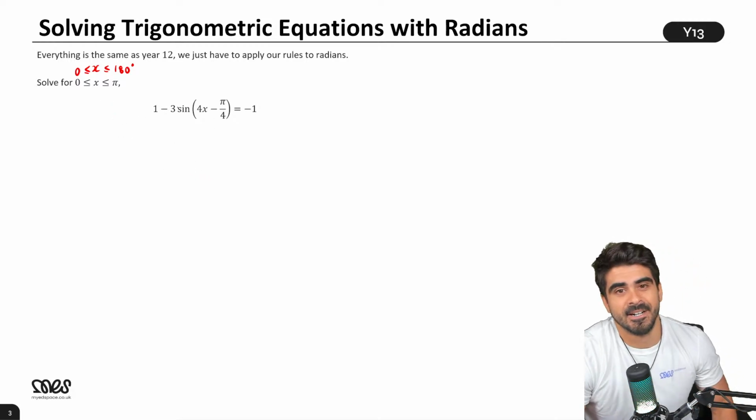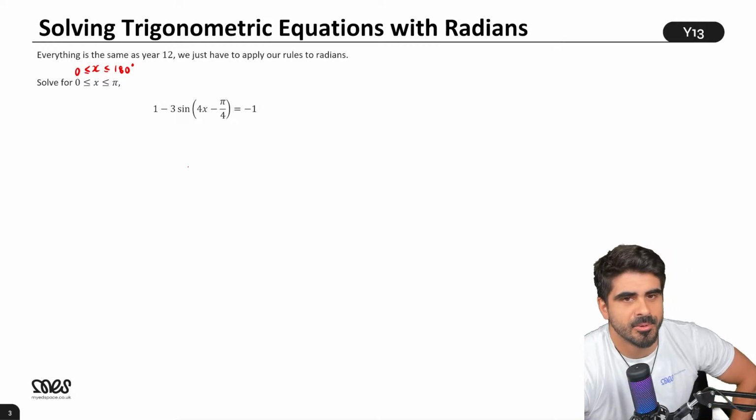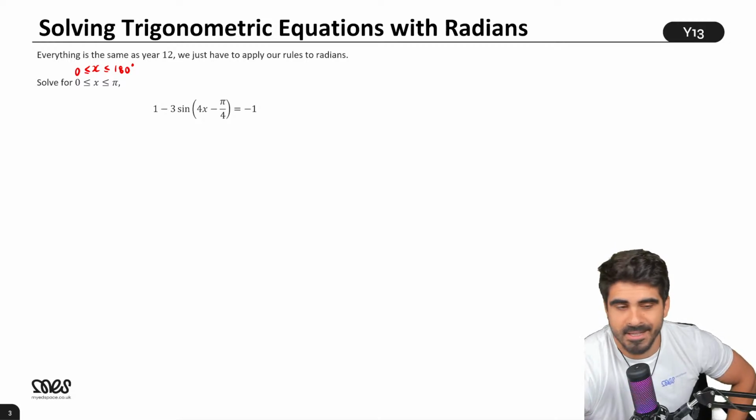Instinctually and that. Now, if you saw this equation in year 12, what would you do first? What would you do first if you had to solve 1 minus 3 sine (4x minus pi over 4) is minus 1 in year 12?